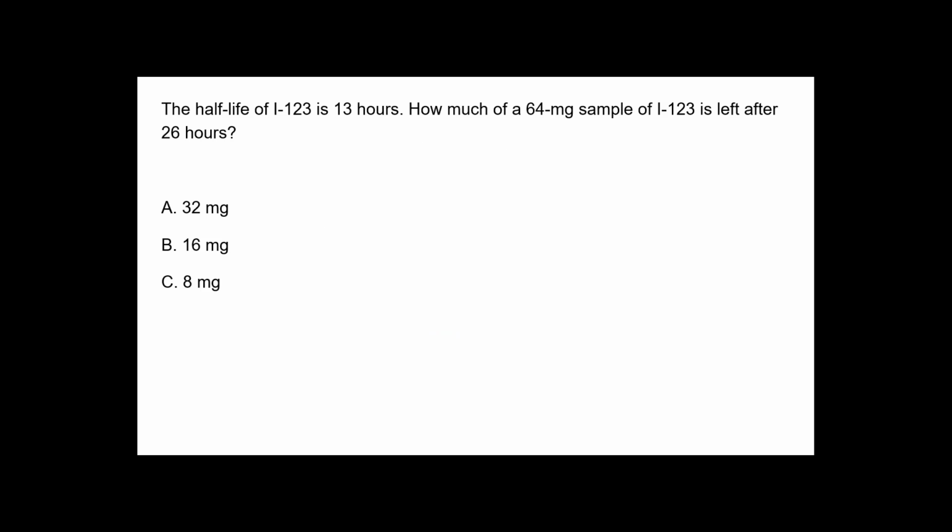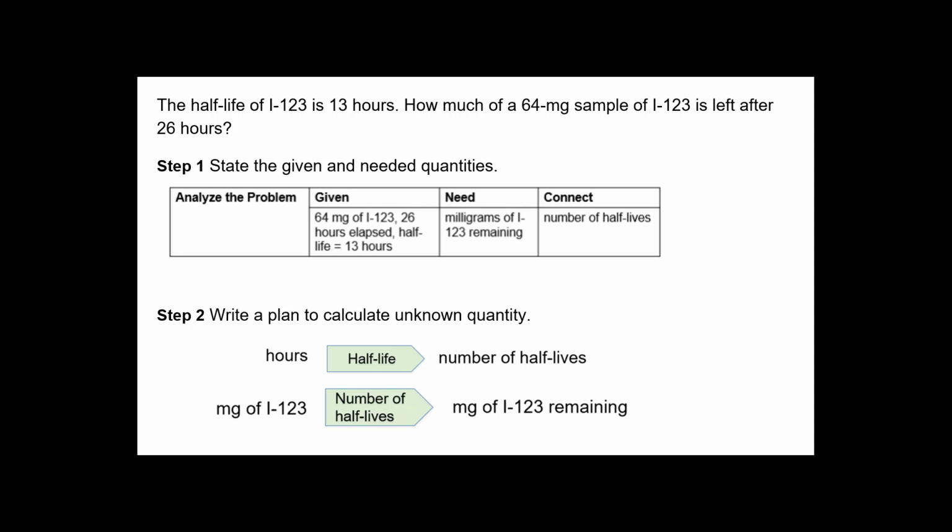So the half-life of iodine-123 is 13 hours. How much of a 64 milligram sample of I-123 is left after 26 hours? So let's take a look at this one. We are given a starting amount of 64 milligrams. 26 hours has elapsed, and we know that 1 half-life is 13 hours.